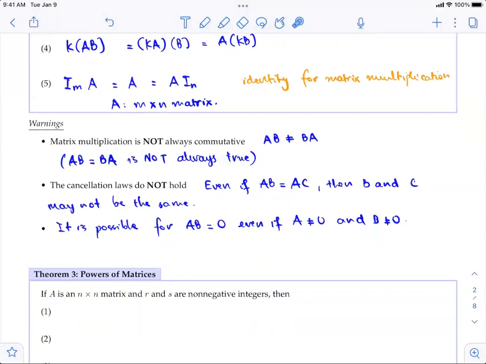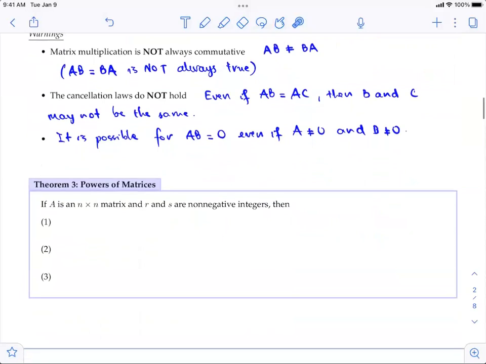The next set of properties is the powers of matrices. If you have an n by n square matrix, and R and S are two integers, like 0, 1, 2, 3, 4, 5, and so on, something like that, right?